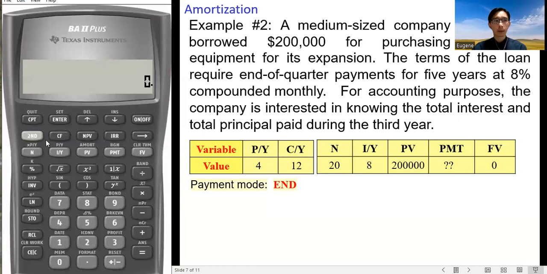Get the payment amount. The frequency worksheet, PY equals 4, CY equals 12.